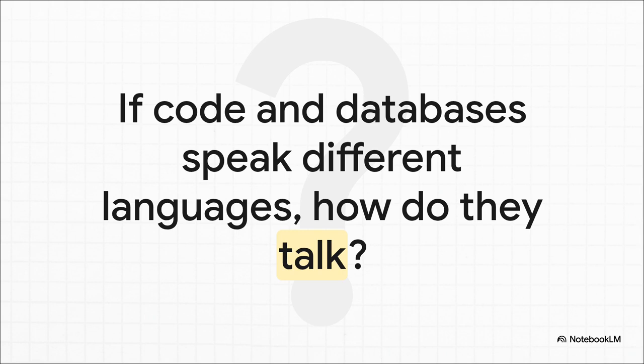Picture this. Your application's code thinks like a sophisticated architect, right? It's all about complex, interconnected objects. But your database? It's more like a super meticulous librarian who only thinks in simple flat tables. So how in the world do you get those two to have a conversation without everything getting lost in translation?